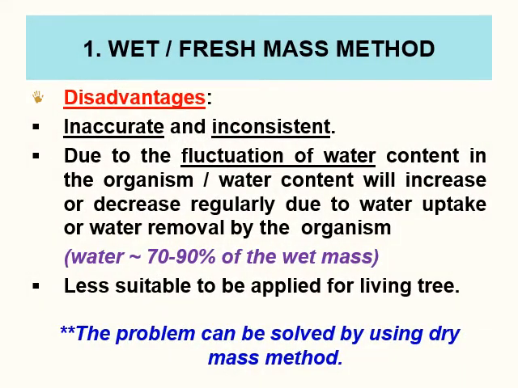But there are some disadvantages of using this method. First, it is inaccurate and inconsistent due to the fluctuation of water content in the organism. Water content will increase or decrease regularly due to the water uptake or water removal by the organism, and it is less suitable to be applied to a living tree. But the problem can be solved by using the dry mass method.